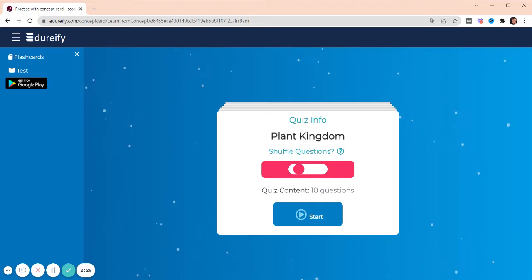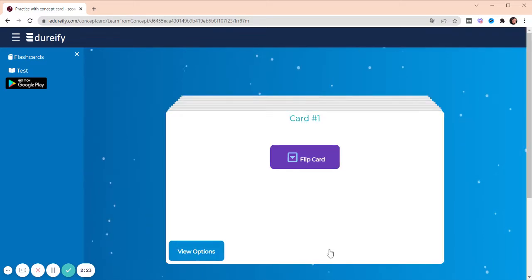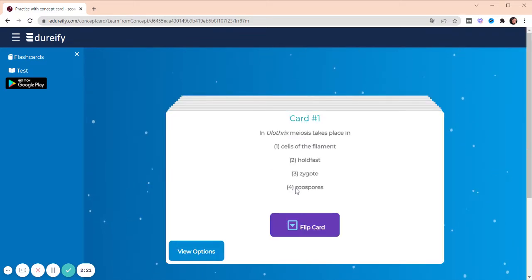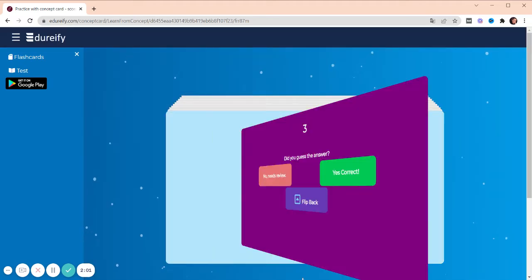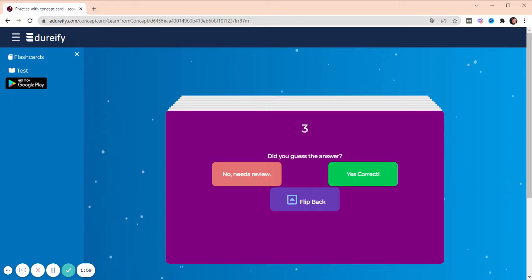So our first question is: in Ulothrix, meiosis takes place in cells of the filament, holdfast, zygote, or zoospores. Let's see the options, possible answers. Let's flip and see. So 3 is the right answer.